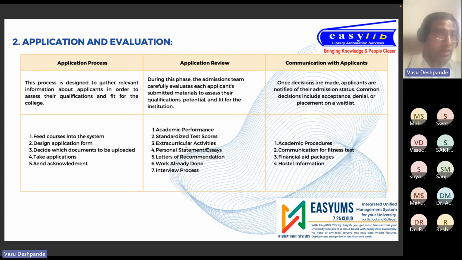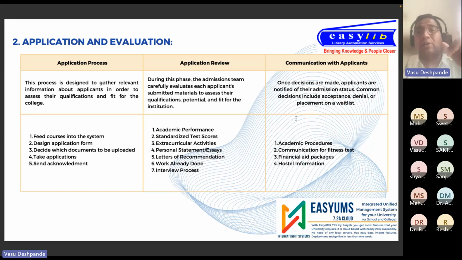So you did the groundwork to collect the applications. You collected the application, then you start reviewing. And once you review, you make a decision. Okay, we are ready to offer you the admissions over here. So you interact with the students by the communication part.